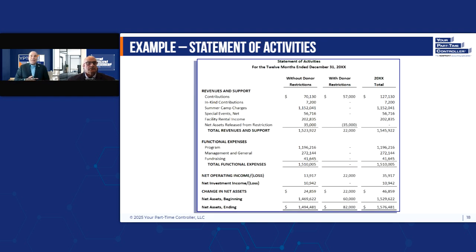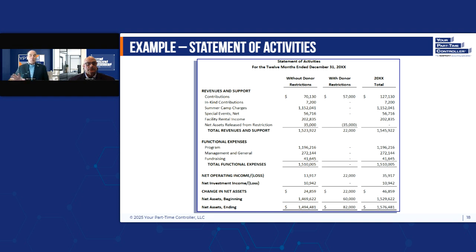Here's our statement of activities. And in our statement of activities for nonprofits, we're going to report the activities, the revenue and expenses and change in net assets, two ways. One is the activity without donor restrictions, and one is the activity with donor restrictions. This is the common format that we use, a column approach, one column for without donor restrictions, one column for with donor restriction, and then a total column.